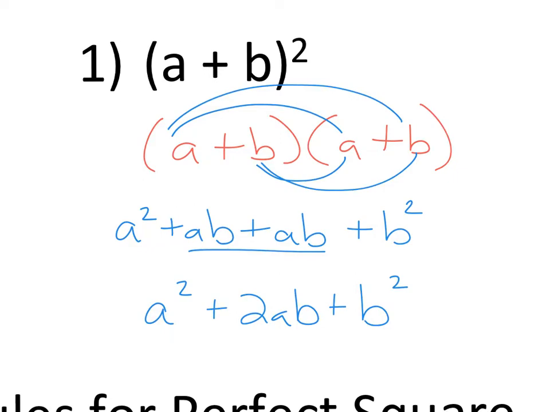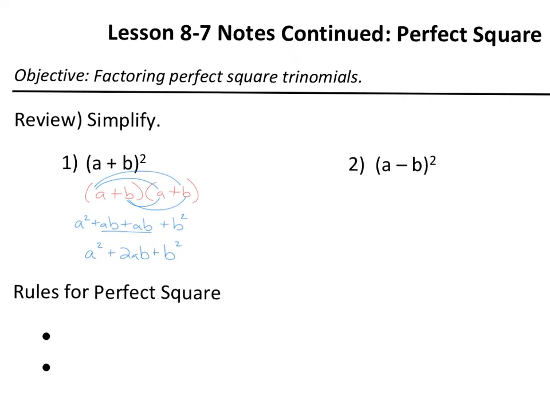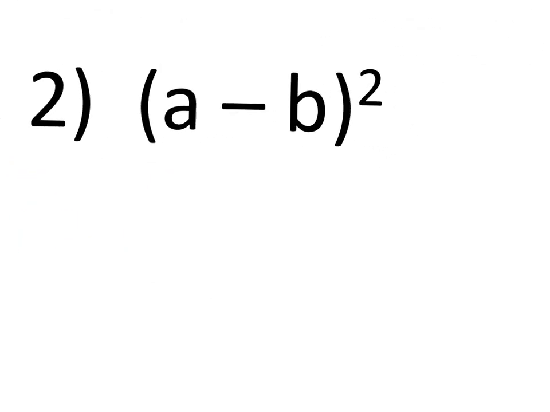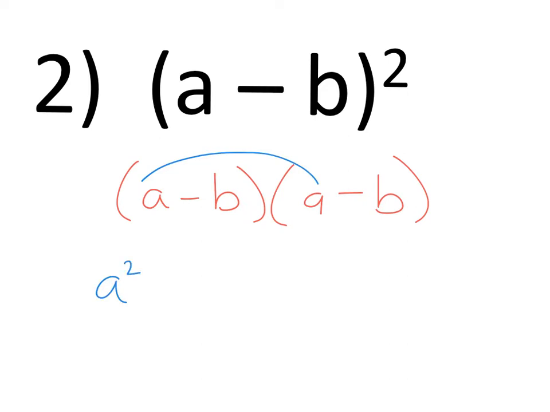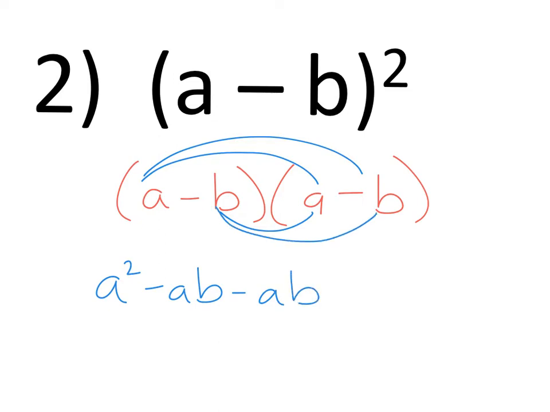Okay. Now we're going to take a look at number 2, and then I'm going to talk a little bit more about what a perfect square is and give you all the details there. But just a reminder, if it's squared, it means write it out twice. So I've got (a minus b) times (a minus b). All right, so now I go ahead and FOIL. So a times a is a squared. A times negative b is negative ab. Negative ab. And then a negative b times a negative b is a positive b squared. Okay, and again, I'm going to combine like terms in the middle and get a squared minus 2ab plus b squared.